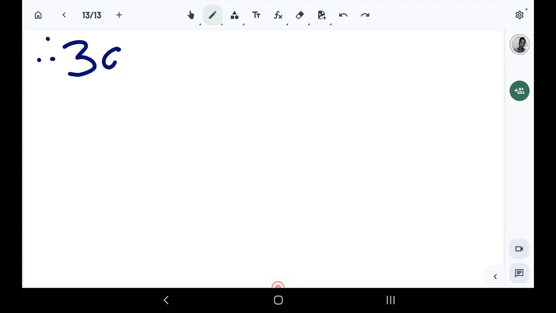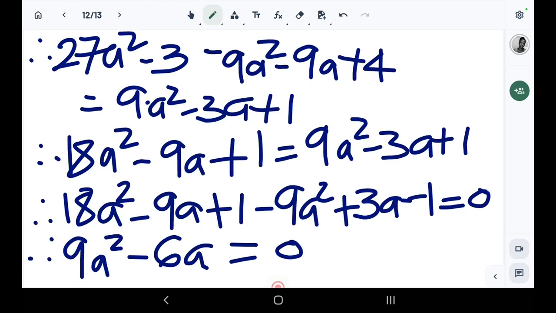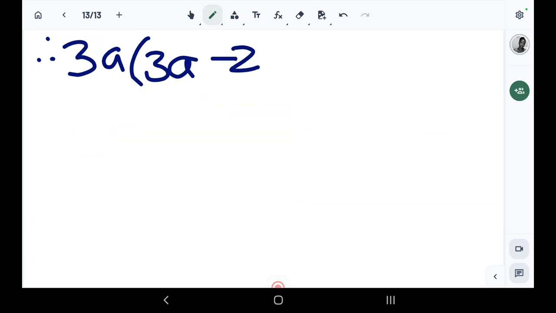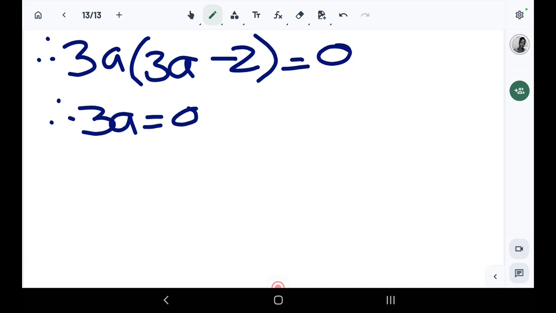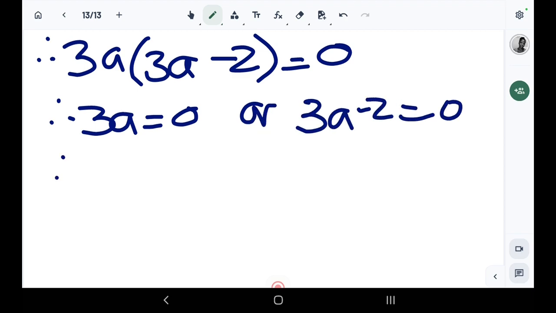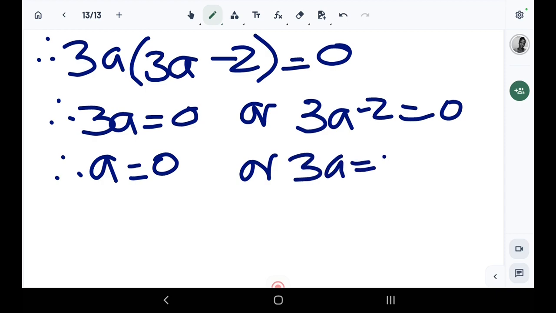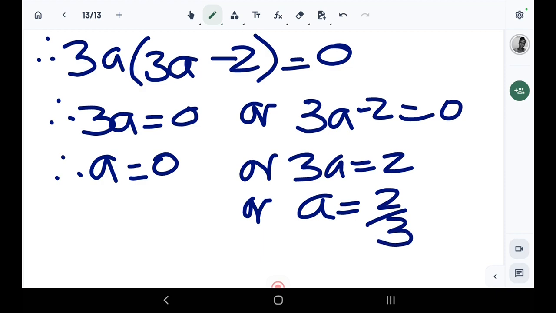3a, and you're left with 3a minus 2 equals 0. Equate the factors each to 0. So 3a equals 0, therefore a equals 0, dividing both sides by 3. Or 3a minus 2 equals 0, so 3a equals 2, and dividing both sides by 3, a equals 2 over 3. And that is your answer.